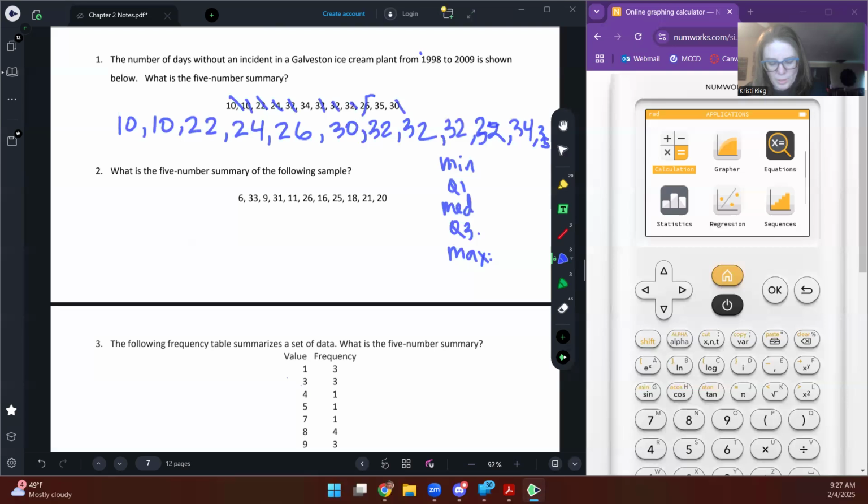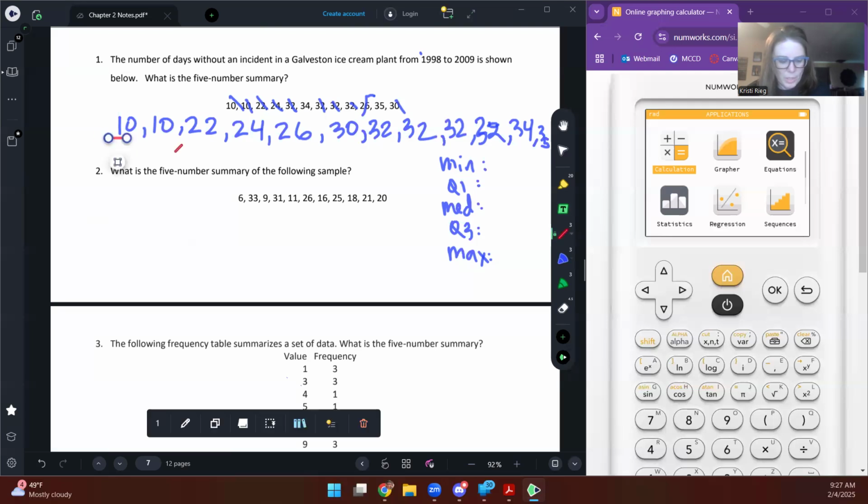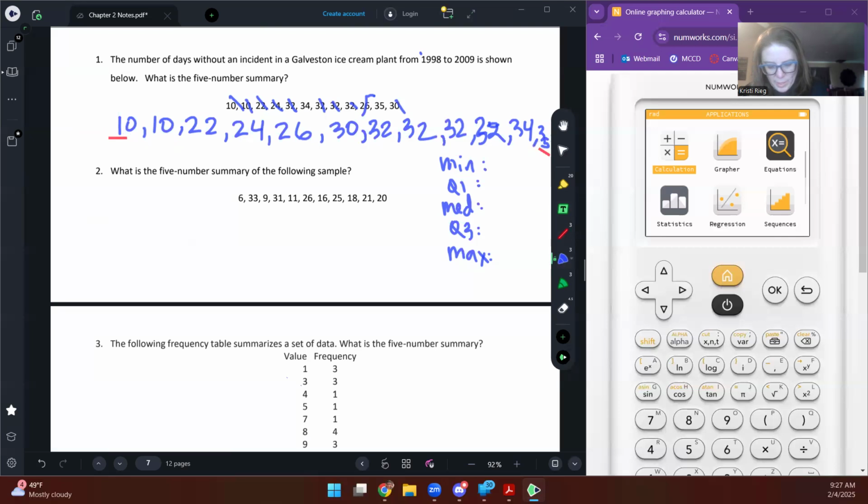maximum. So the first 2 things, we did it in order from smallest to largest. Now, the smallest is 10 and the largest is 35. I'm going to write that down. 10 and then 35. Now, for the median, let's see, we have 1, 2, 3, 4, 5, 6, 7, 8, 9, 10, 11, 12 numbers here.